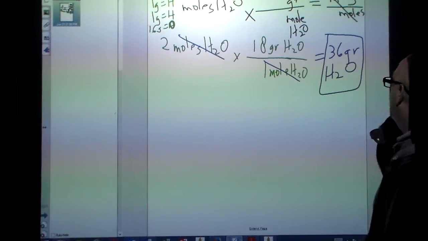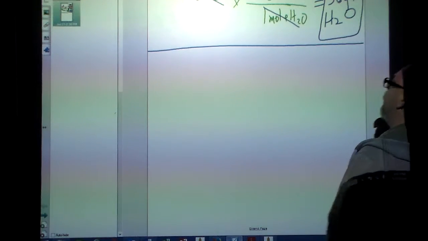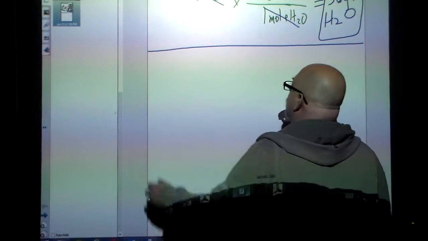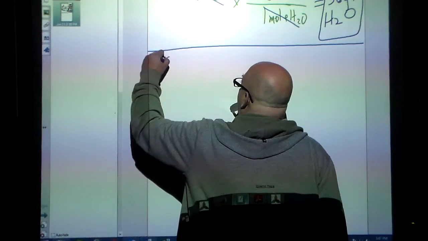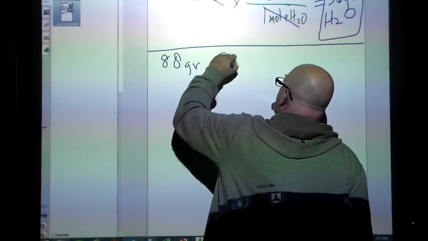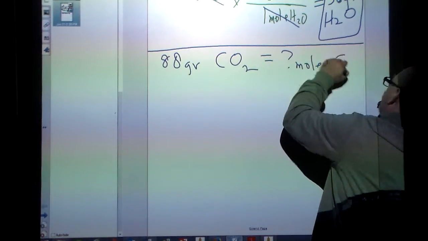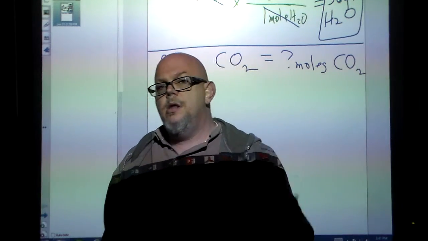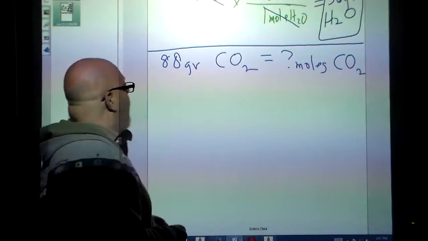Okay? Let's try another one. Let's go with carbon dioxide. If I've got 88 grams of carbon dioxide equals how many moles of carbon dioxide? Now remember, a mole is a number. It's not a mass, it's a number. Think of it as dozens. Okay, that's a pretty key thing right there.